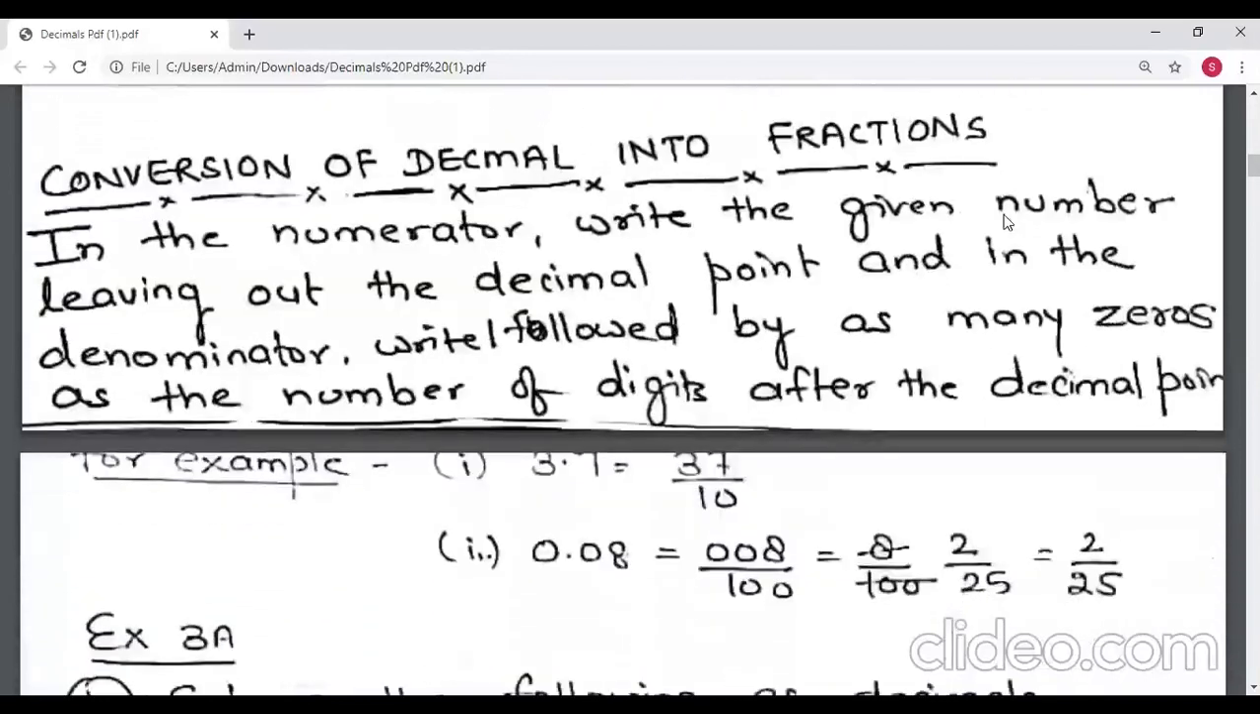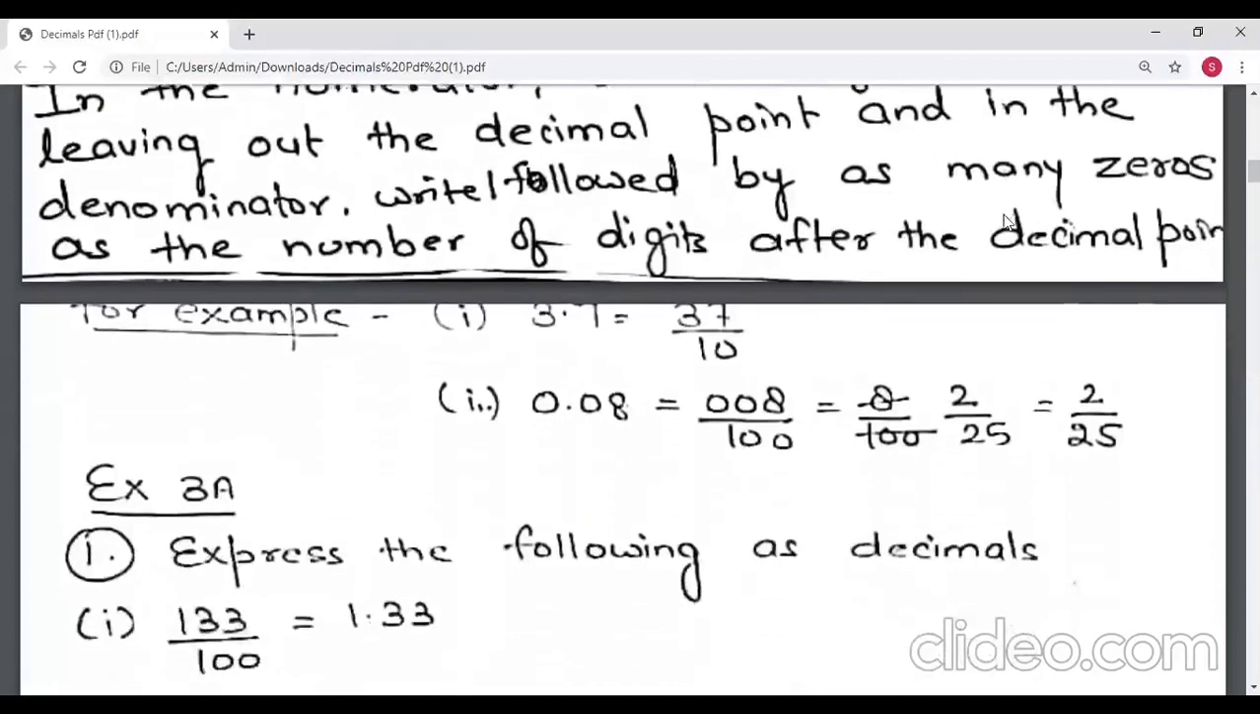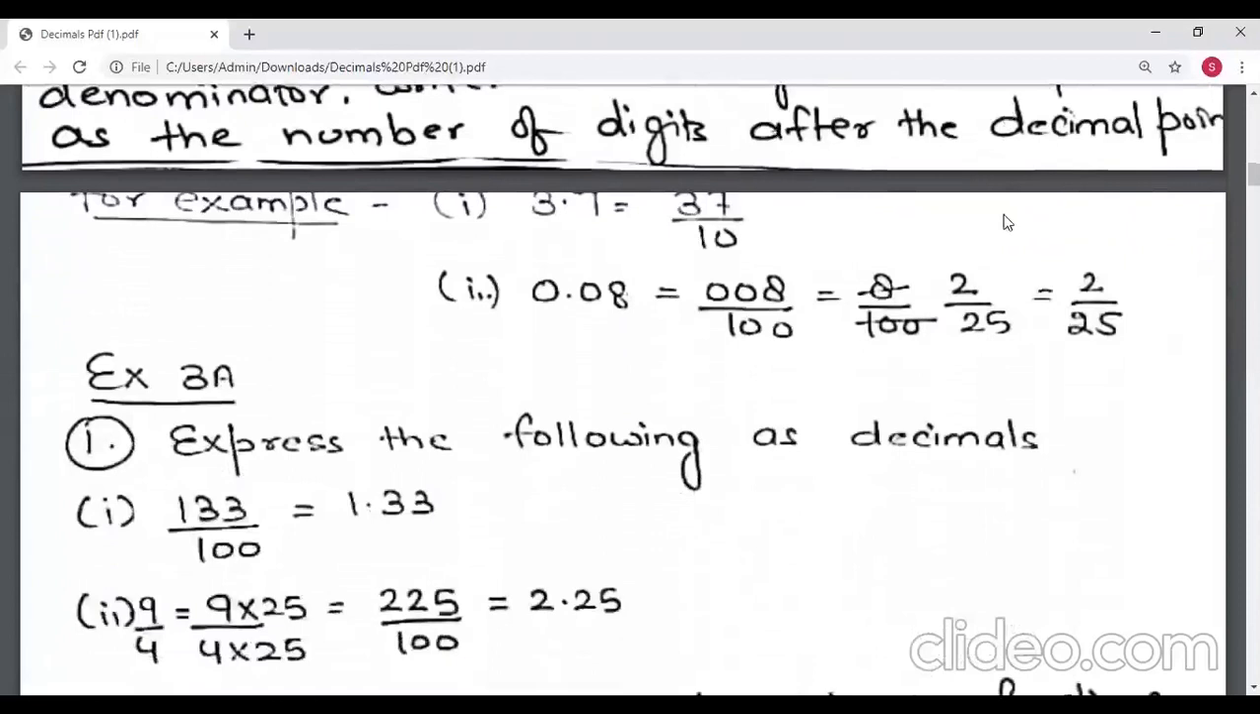Next is how to convert a decimal into a fraction. In the numerator, write the given number, leaving out the decimal point, and in the denominator, write 1 followed by as many zeros as the number of digits after the decimal point. For example, 3.7. Here we have one decimal place, so we'll write this number as 37 upon 10. Second example is 0.08. We have two decimal places in this, so this number can be written as 8 upon 100.